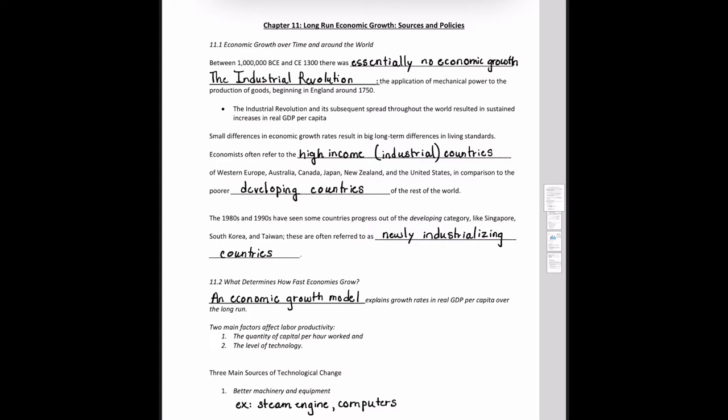In this video, we'll be covering chapter 11, long run economic growth, sources and policies. So in this chapter, we'll briefly discuss economic growth historically over time around the world, identifying what determines how fast economies grow. We'll talk about economic growth specifically in the US and answer the question, why isn't the whole world rich, as well as discuss further growth policies.